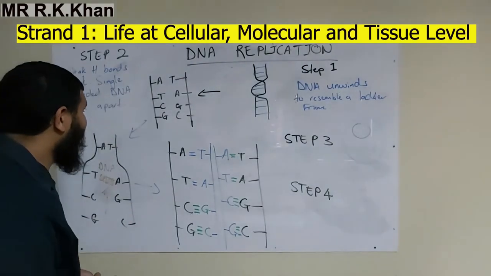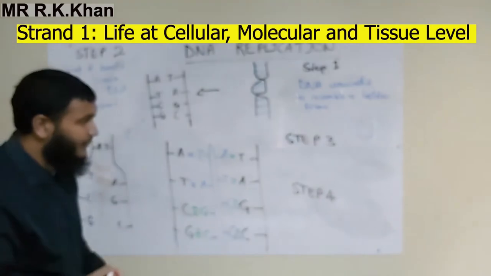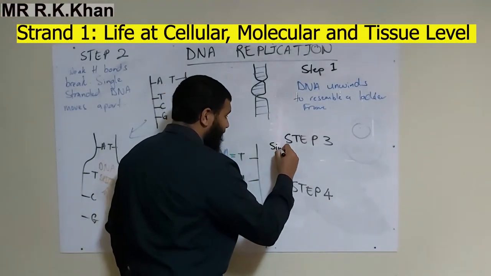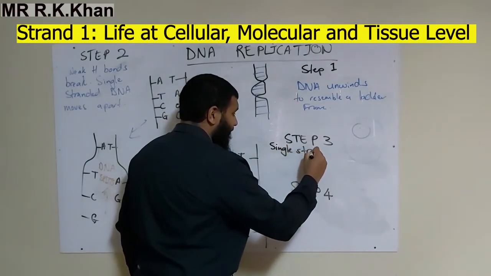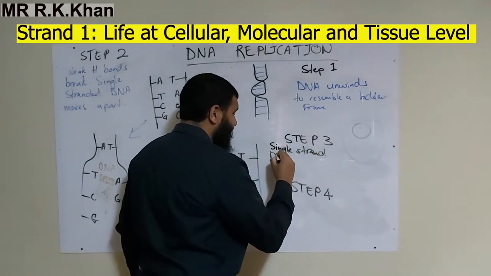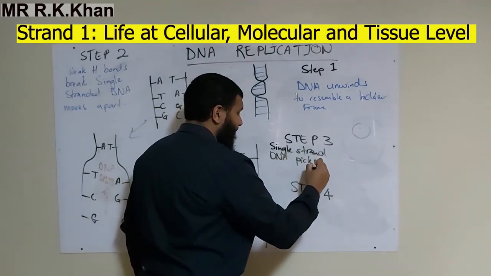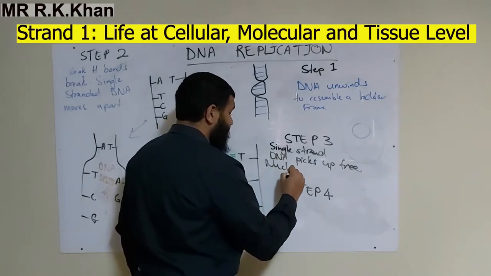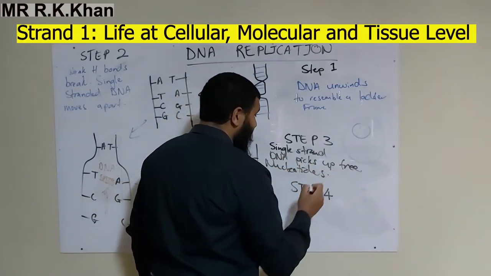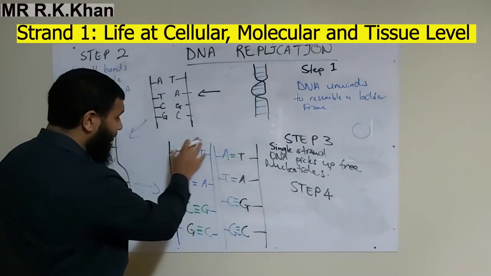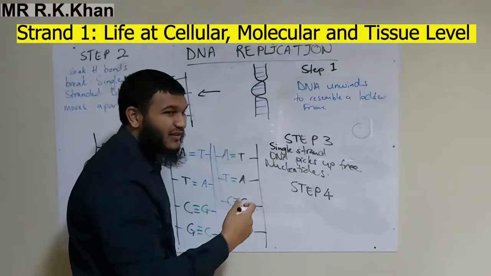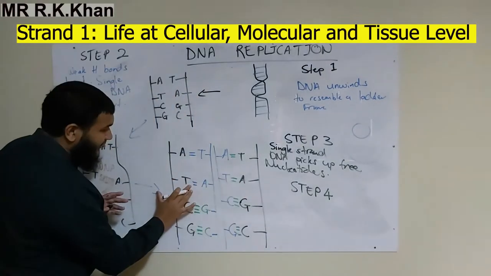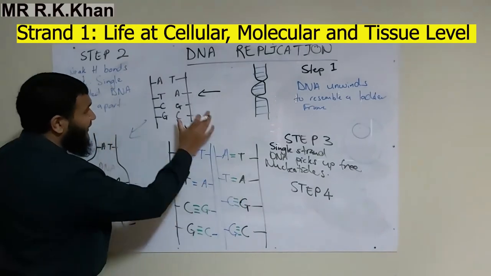Okay, grade 12. So in step three, what's going to happen? The single strand DNA picks up free nucleotides. Basically that's what happens. And it forms two double strands. So now you can see DNA replication means it makes a copy. It's making a photocopy. And you can see that these copies are identical to the original.